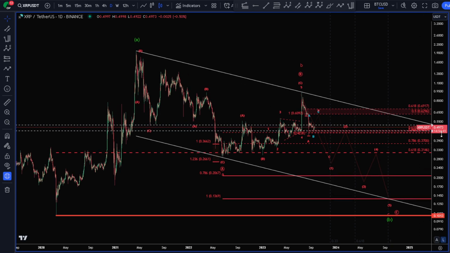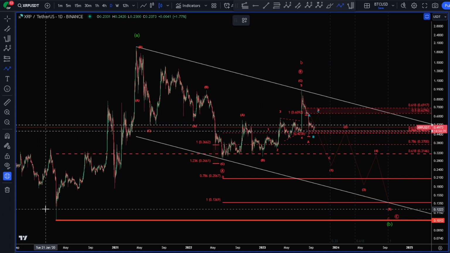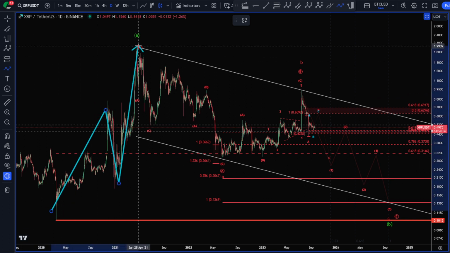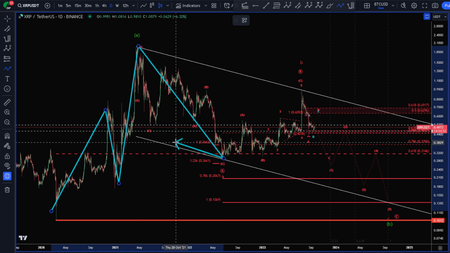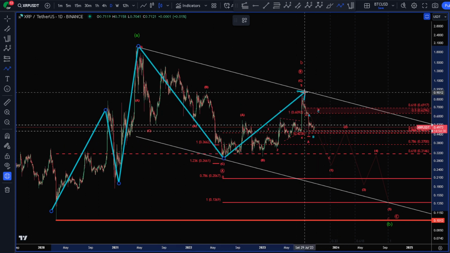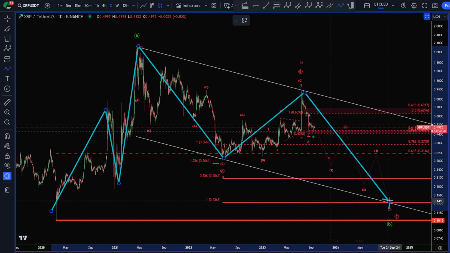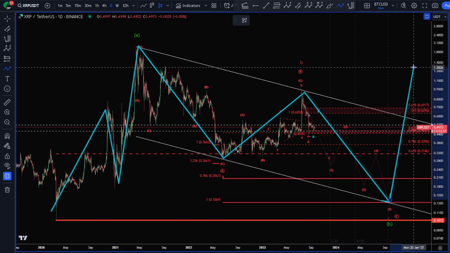Doing an update on XRP. Now real quick on the daily, I have this as a 3-wave pattern A. We then had an A wave down in 3, followed by a 3-wave move in B, looking for a 5-wave move for our C wave before we attempt further upside afterwards.